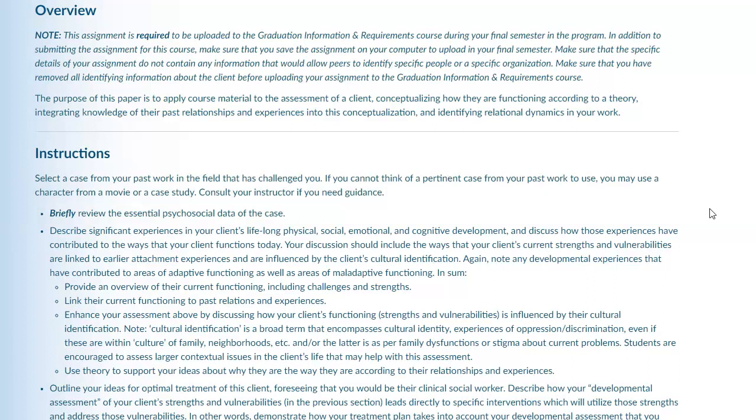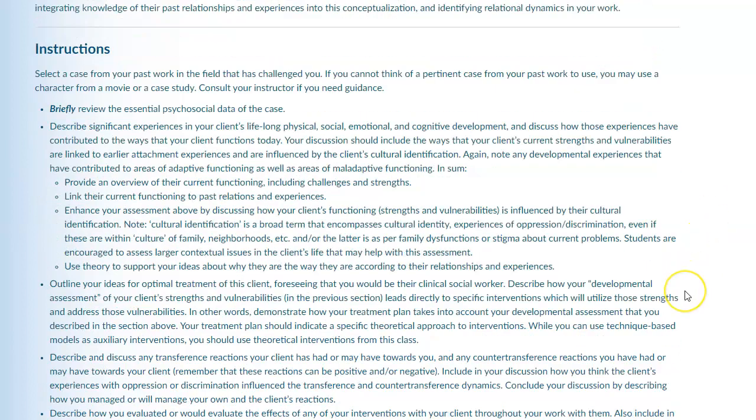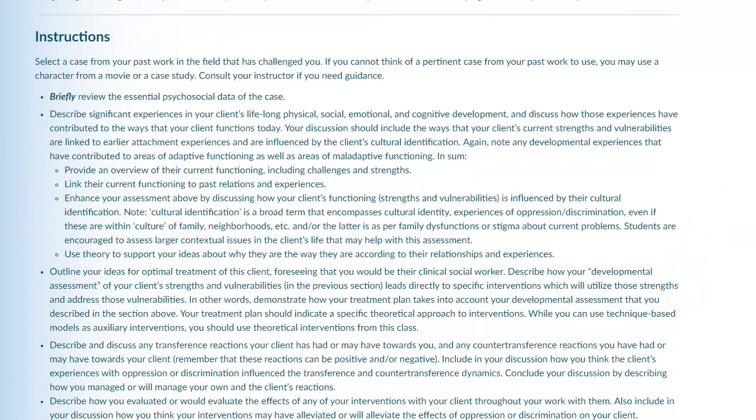Just make sure that you are using theory to support your thoughts and your assessment, and make sure that you are using theory that we have learned in this course so far. That is really important because all of this developmental assessment is really relating to object relations theory and psychodynamic theories.